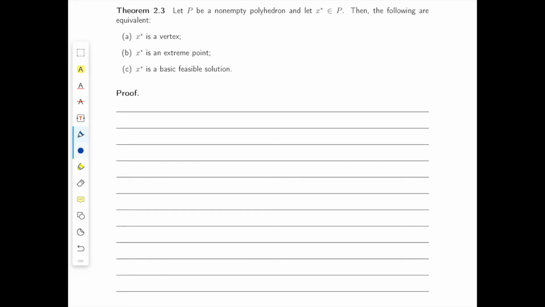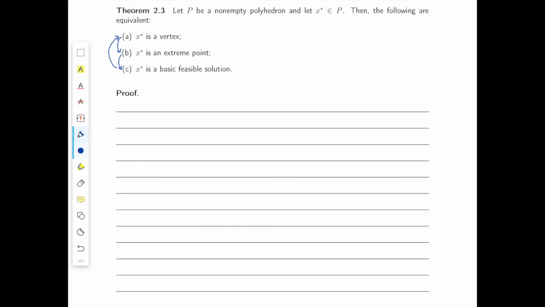So what we're going to do is divide the proof in three parts. In the first, we're going to prove that A implies B. Then we're going to show that B implies C. And finally, that C implies A. This will give us a complete proof of the theorem.